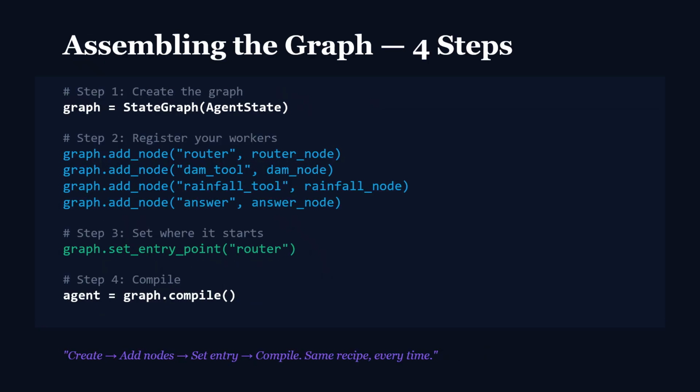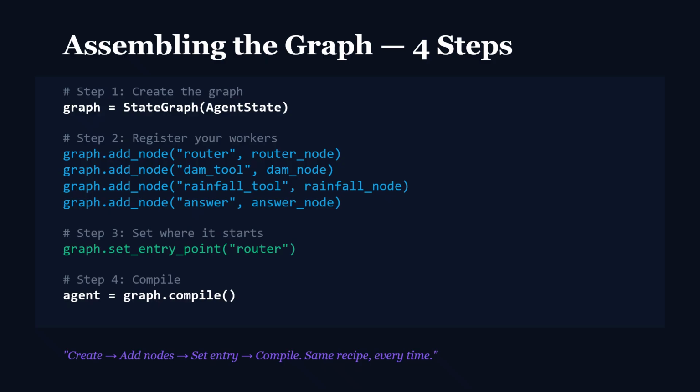Building a graph is always the same 4 steps. Let me walk through each one. Step 1. Create the graph with StateGraph(AgentState). This tells LangGraph what data the agent works with. Step 2. Register your nodes with add_node. First argument is a string name. This is how edges will reference it. Second argument is the actual Python function.